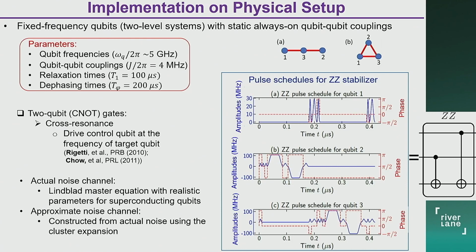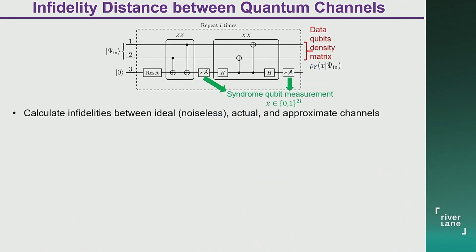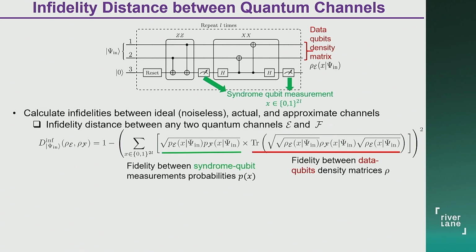And then from the actual noise channel, we use the cluster expansion to get the approximate noise channel, as I described in the previous slides. From the simulation, we can get the data qubit density matrix and the syndrome qubit measurements for 3 different quantum channels: noiseless, actual, and approximate noise channels. From this, we can calculate the infidelity distance between any 2 of the quantum channels, calculated from the fidelity between the syndrome qubit measurements and the fidelity between the data qubit density matrices.